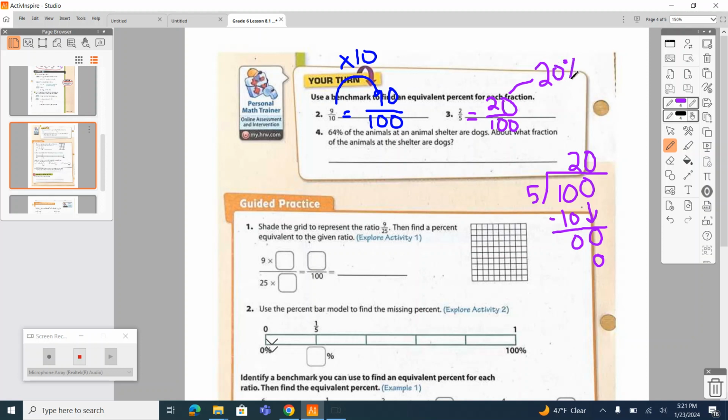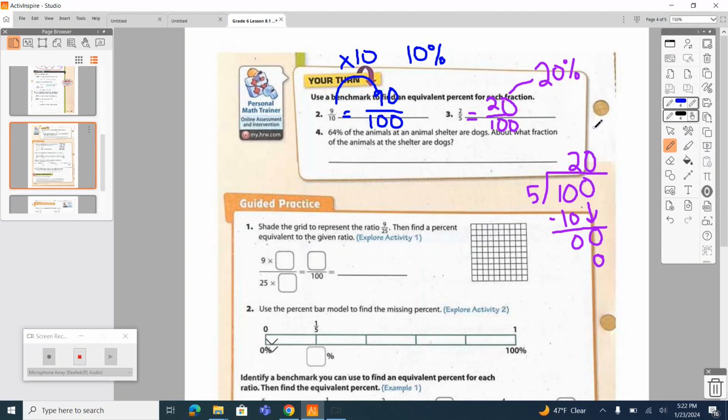And this one is 10%. Let's look at this question now here. 64% of the animals at the animal shelter are dogs. About what fraction of the animal shelter are dogs?